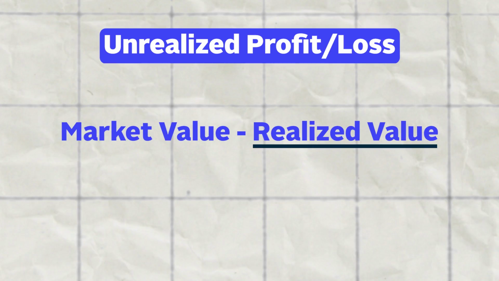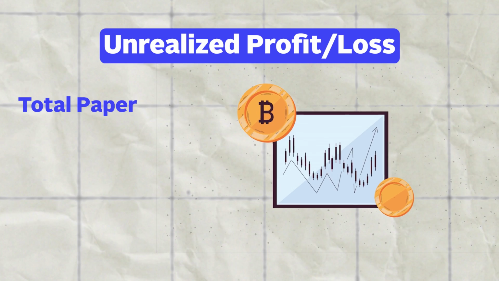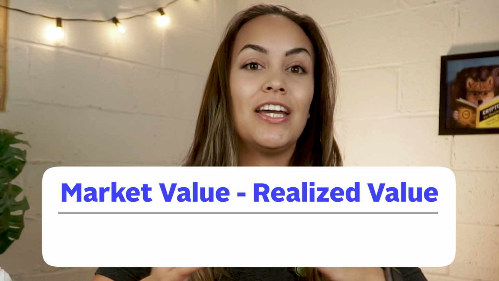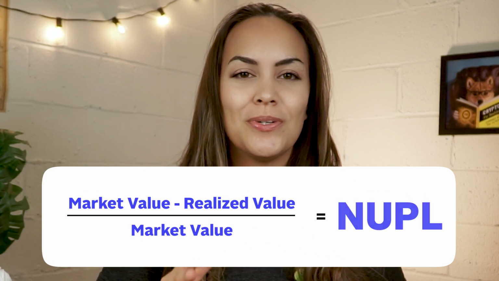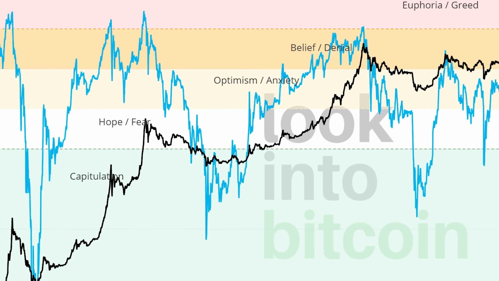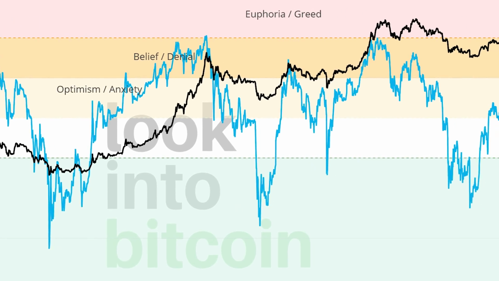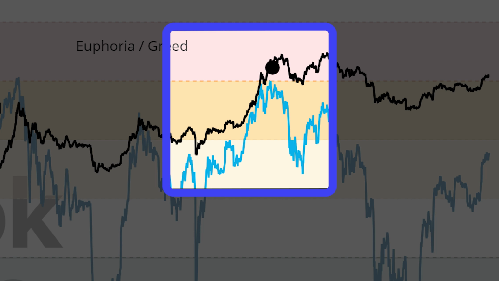Unrealized profit and loss is then determined by subtracting realized value from market value. This estimates the total paper profits or losses held by Bitcoin investors. Finally, this value is then divided again with the market value in order to get net unrealized profit and loss. This indicator essentially tells you the degree of Bitcoin holders in unrealized profits or losses. The higher Bitcoin holders are in profit on their positions, the higher the NUPL value goes.